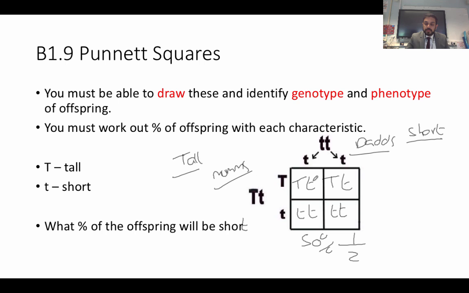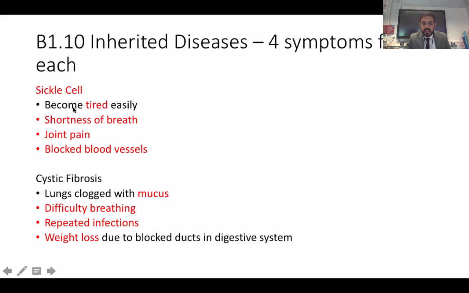Okay, two diseases you always get asked about. Sickle cell disease. You become tired easily, shortness of breath, joint pains. Now, what is sickle cell disease? It just basically means your cells have become a weird sickle shape, so you can't carry as much oxygen. That's not the best drawing in the world, but it just means you can't carry as much oxygen. Therefore, you get really tired. Cystic fibrosis, your lungs are constantly clogged with mucus, difficulty breathing, repeated infections, and weight loss. They normally ask you about at least one of those. So probably not both, but they will ask you one. And we'll leave that for the moment.